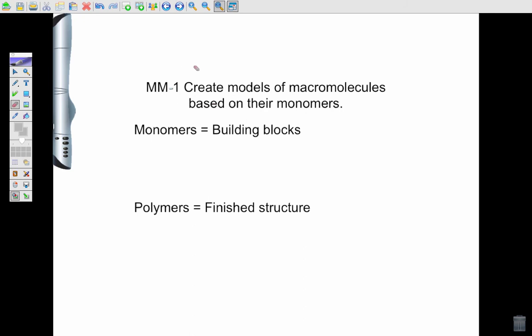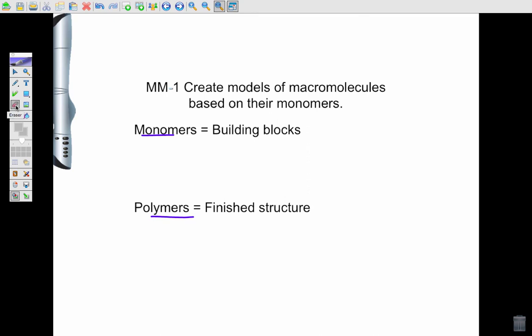Okay, so when we talk about macromolecules, we talk about how they're made. We talk about what their building blocks are. And the building blocks for macromolecules are called monomers, mono meaning one. The macromolecules themselves are polymers. So you get a bunch of monomers together, they make a polymer.